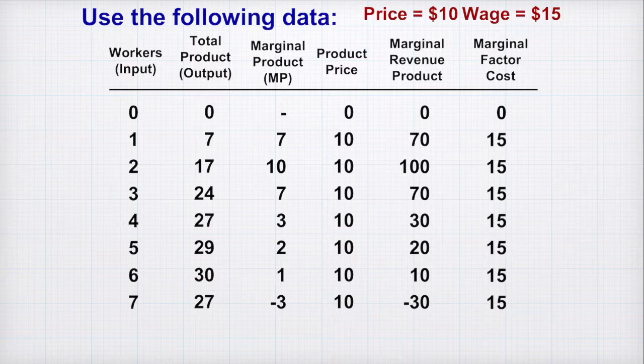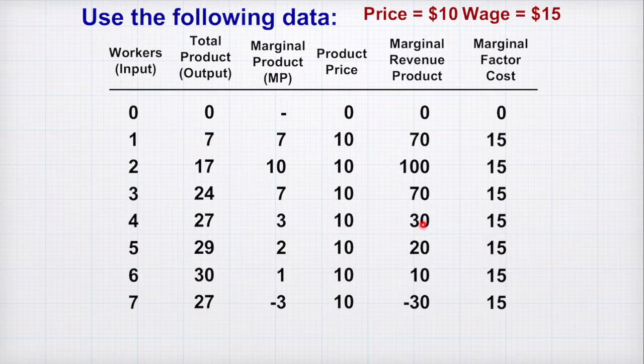Well, let's go through each one here. The first worker is going to produce enough output that's going to sell for an additional $70, and they're only going to cost me $15 to hire. Absolutely hire the first worker. Same is true for the second worker. They'll bring in $100 in revenue, but only cost you 15. That's 85 in profit you get out of that second worker. Then the third worker, for sure, right? They bring in $70, they cost 15. Fourth worker, still makes sense to hire them.